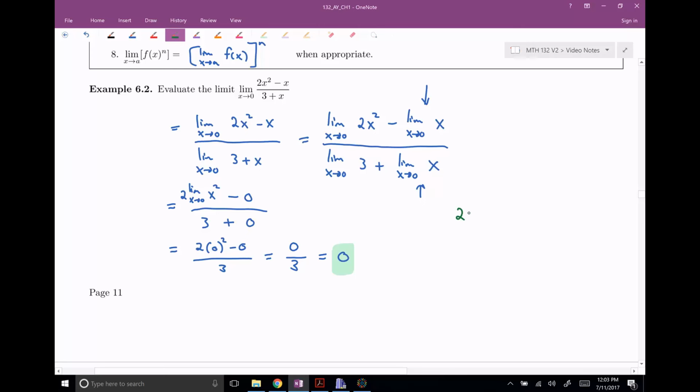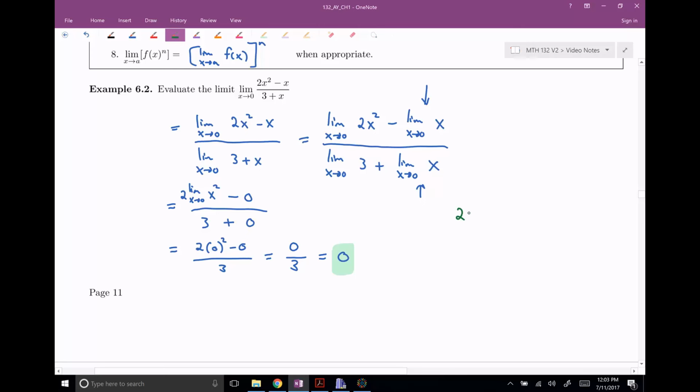Notice this was one of these cases where I had 0 in the numerator and something non-zero in the denominator, in this case 3. So we're in this first case: 0 on top, non-zero on bottom. These limits we like. Let's do one more example here.